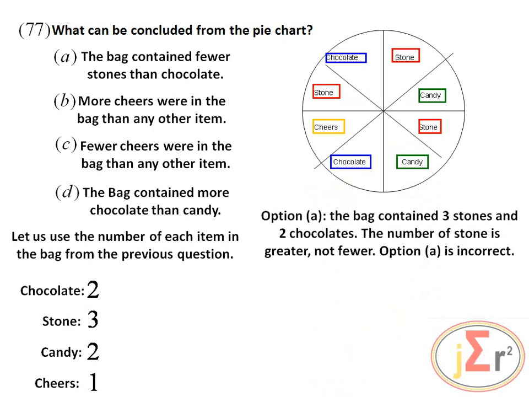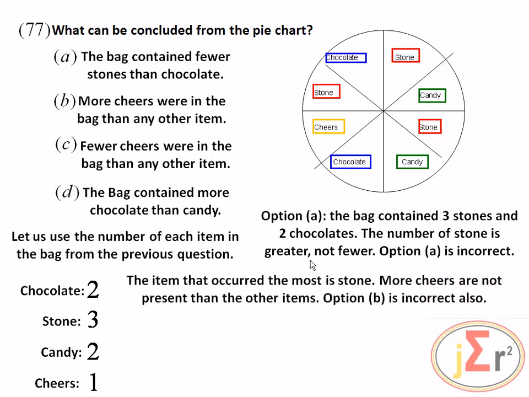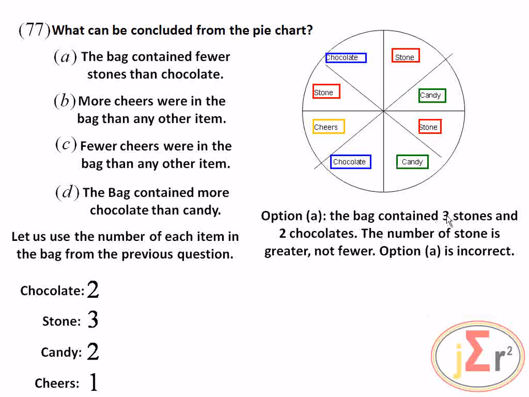Option A, the bag contained fewer stones than chocolate. Is that true? Do we have fewer stones than chocolate? How do we know that? Good, right. So we have 3 stones and 2 chocolates. Therefore, we have more stones than chocolate, and that answer is not correct. So let us move on to B.